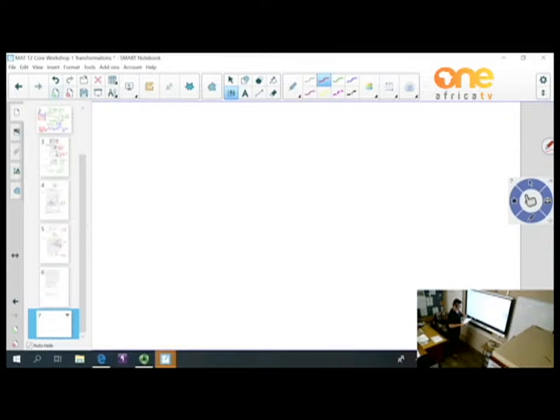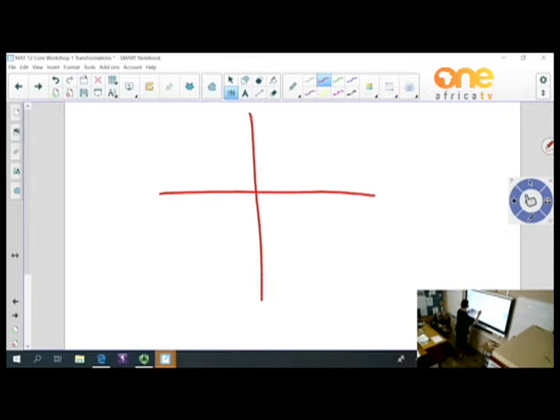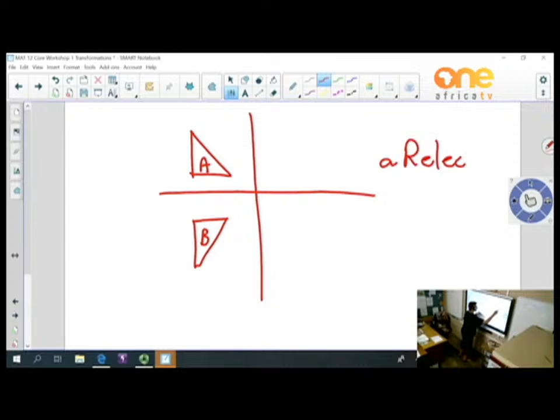Right, and let's look then at that last one. Now, here we have it on the grid, and you have shape A here. Describe fully the single transformation that maps A onto B, and here is our B. So we can clearly see that that is a reflection. It's a reflection. And how? Over the x-axis, I need a line. I always need a line, not a point, a line.